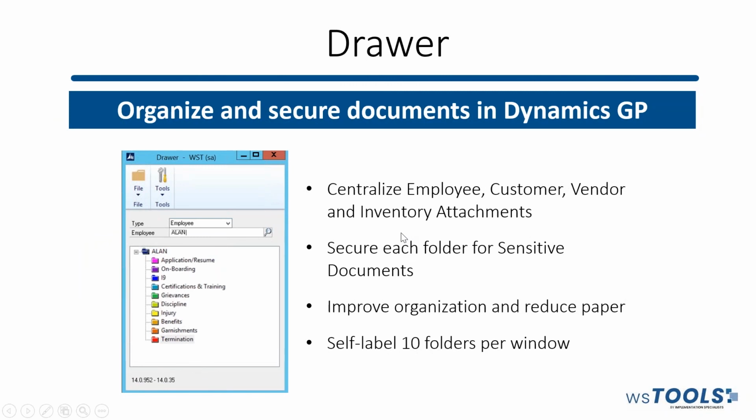Drawer. This gives you the capability to store documents in a document attachment, but securely in 10 different file drawers. And you can decide who gets security to each one of these file drawers. And it can be different per file drawer. And again, we have these for employees, customers, vendors, and inventory. So master records is where you'd be storing these.